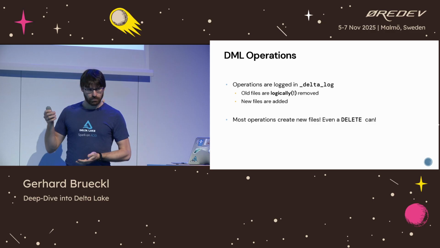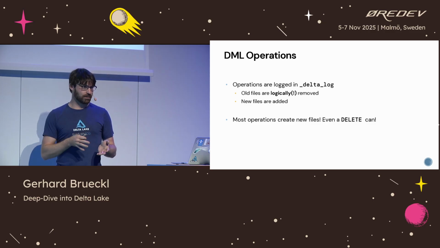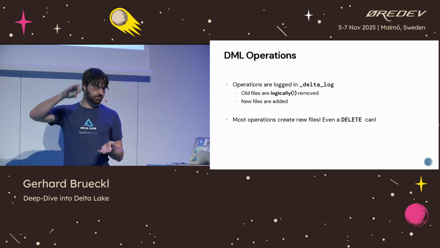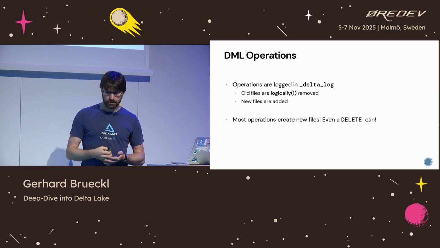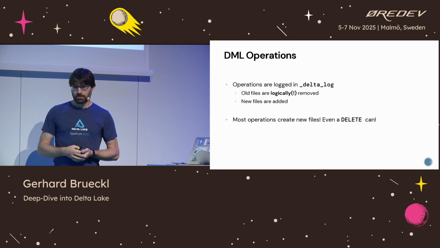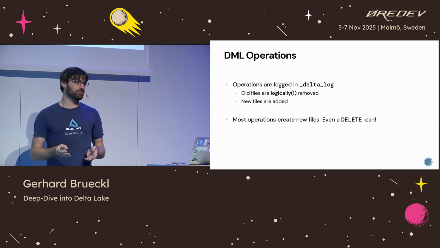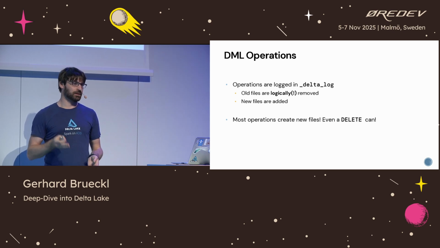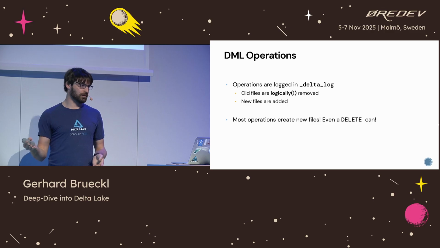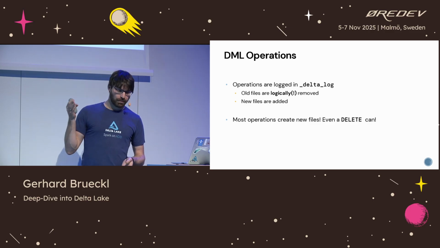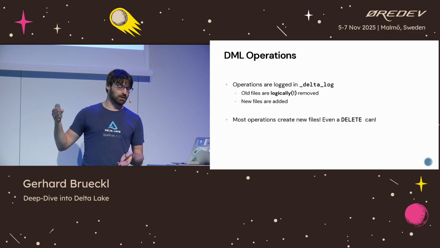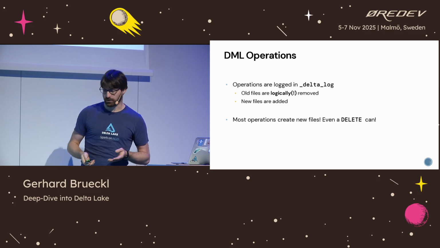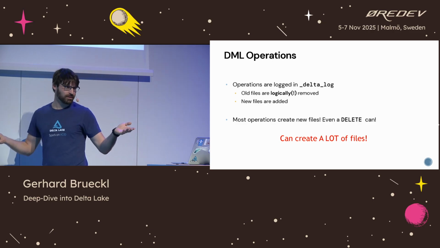So what we've seen so far, all the transactions that you do are in the delta log. They can be viewed in the delta log table, in the delta history. We are not physically removing any files, neither transaction log files nor any data files, and basically always create new files. So as you can imagine, that can create a lot of files, as even a delete creates a file.